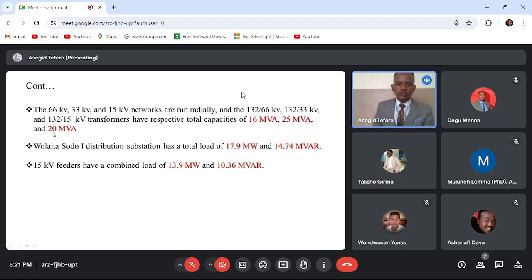So the substation has a total load of 17.9 megawatt as active power and 14.74 megavolt ampere reactive. Generally, the 50 kV feeders, the 4 feeders combined, have an active power of 13.9 megawatt and 10.36 as reactive power.